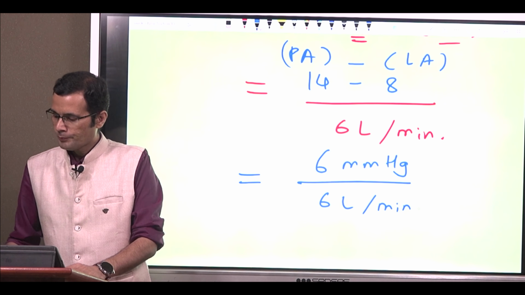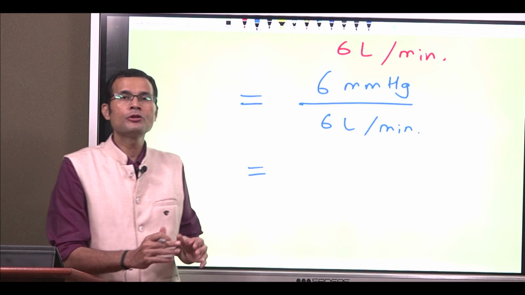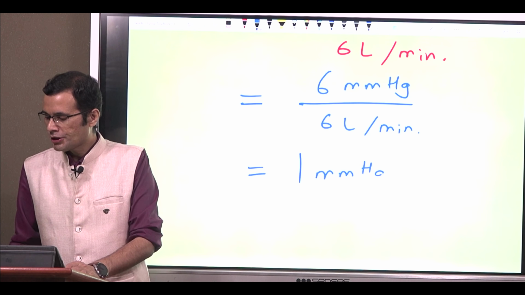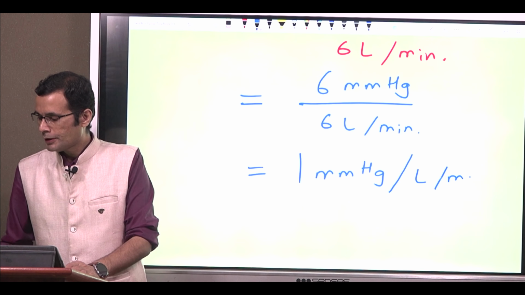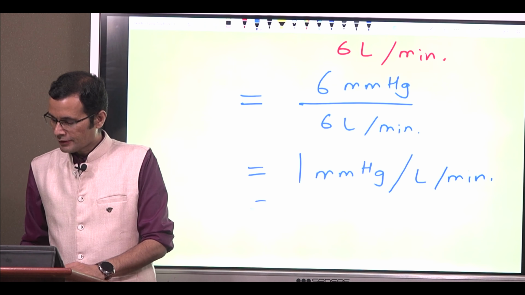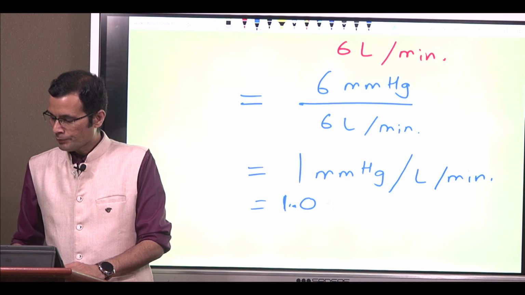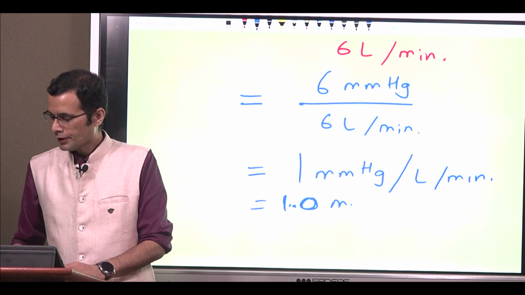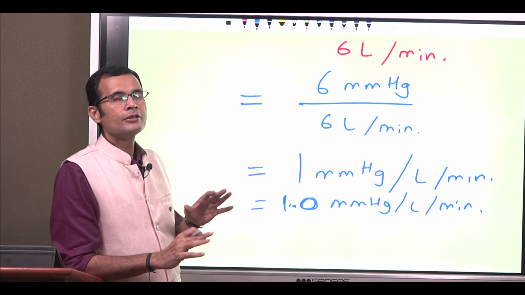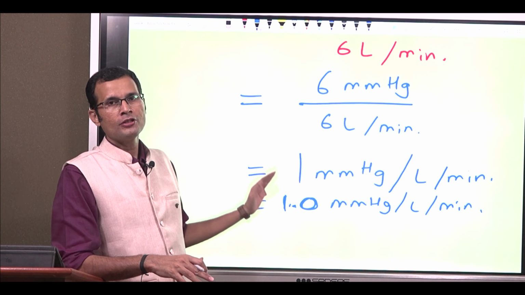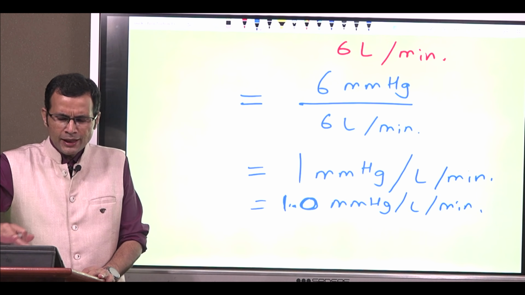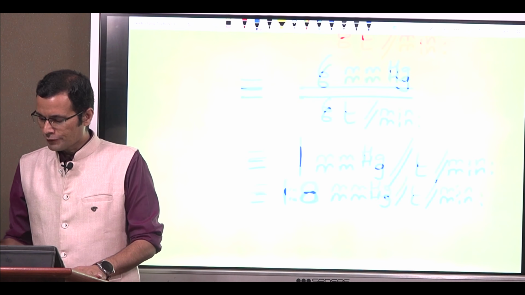And therefore, the pulmonary vascular resistance is 1 mm of Hg per liter per minute, right? Let's write it again, 1.0 mm of Hg per liter per minute. That's the normal pulmonary vascular resistance, and that's how any resistance can be calculated. Next is, let's see the clinical application of this.